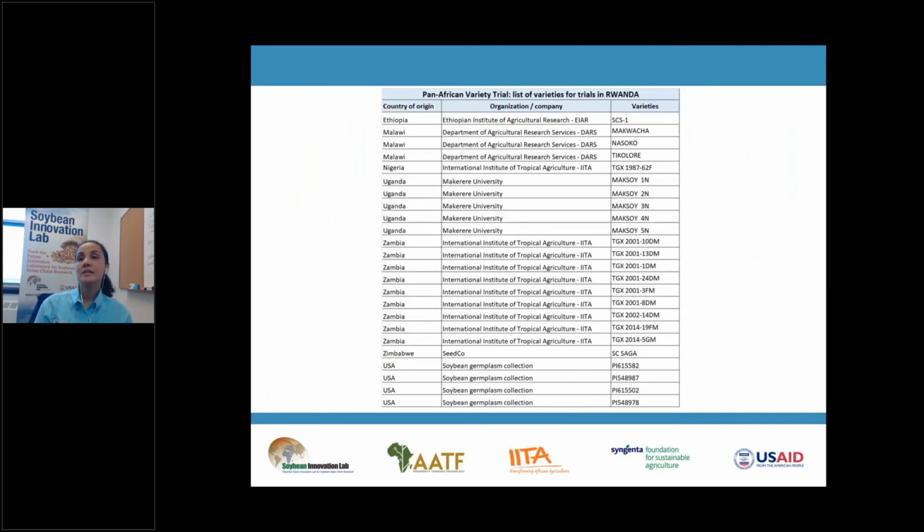So this is just an example of some lines that we are planting in the Pan-African trials. They come from Ethiopia, Malawi, Nigeria, Uganda, Zambia, many locations like Godfree showed. And we send an entry list, like this is an example one. And we really will choose the lines based on the description that you sent to us.